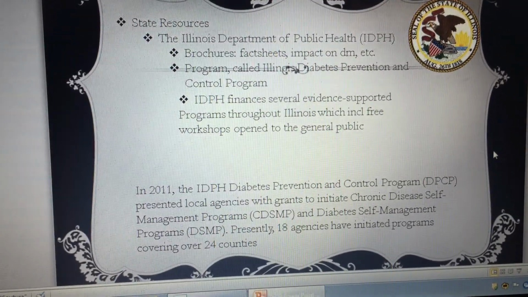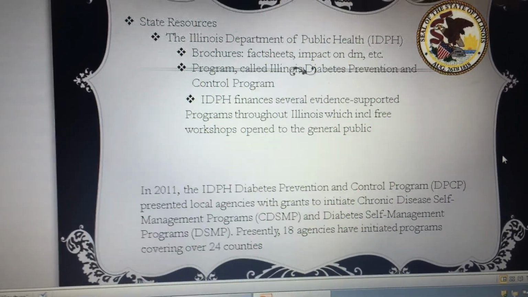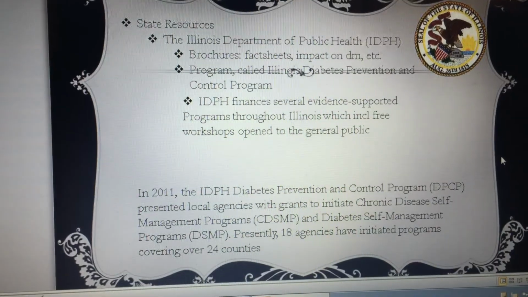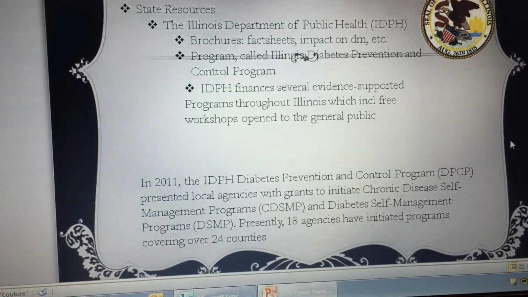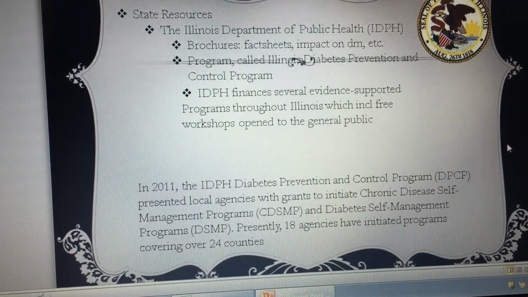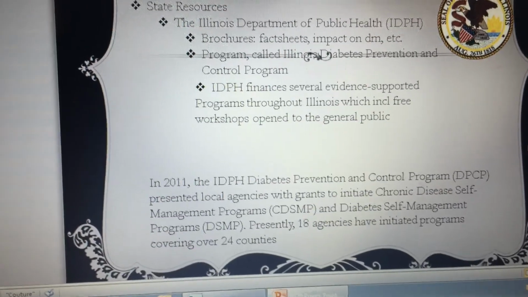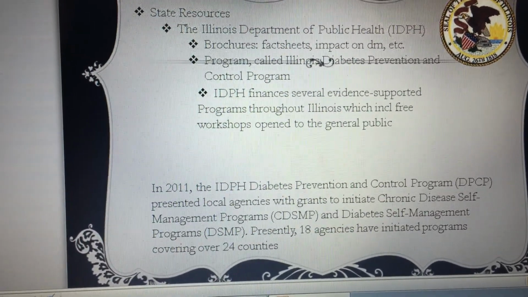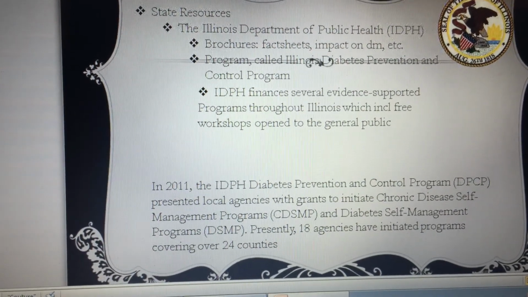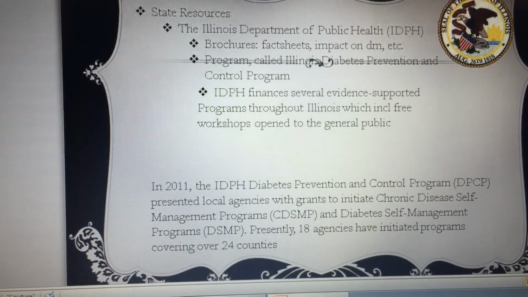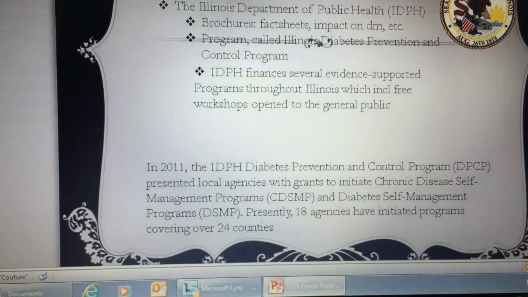State resources include the Illinois Department of Public Health. They have brochures which include topics such as fact sheets, impacts on diabetes, support, all kinds of different information. They have programs. They have a program called the Illinois Diabetes Prevention and Control Program that puts together a lot of different classes and support groups. IDPH finances several evidence-supported programs throughout Illinois, and they offer several free workshops which are open to the general public.